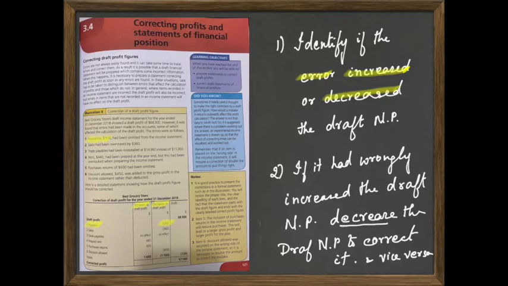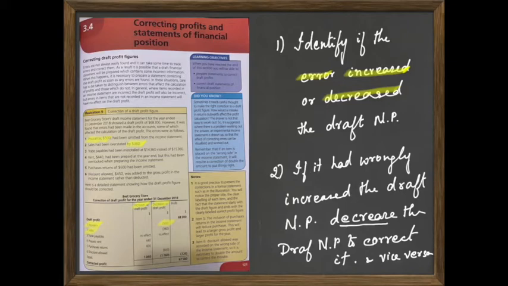Then sales had been overstated by 360. Now this is an income which has been overstated. By mistake you showed more income, so obviously the draft net profit is actually more, so it has to now be brought down. So sales, as you can see here, again in the decrease draft net profit by 360.